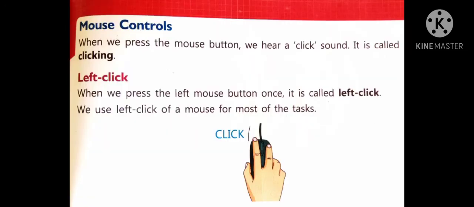Mouse controls. When we press the mouse button, we hear a click sound. It is called clicking. Left click. When we press the left mouse button once, it is called left click. We use left click of a mouse for most of the tasks. You can see in the picture the left click. The left click is done with the index finger. The left click is also known as the single click, and the single clicking selects or highlights an object on the screen.